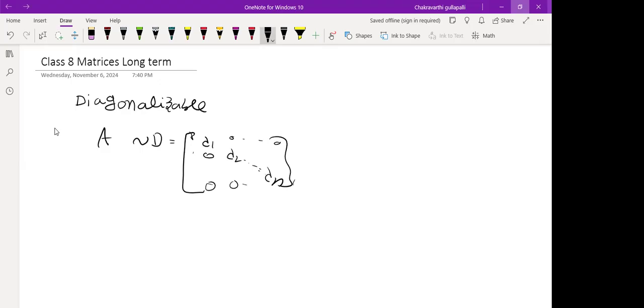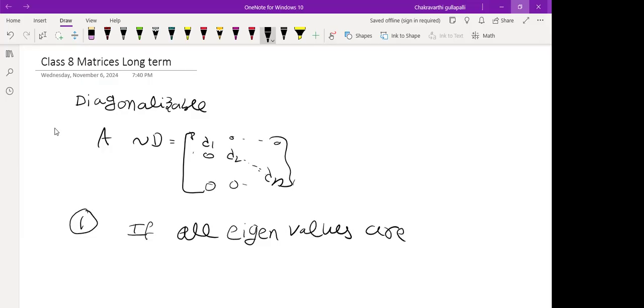So, the first condition is, we have done one question. The criterion is, if all eigenvalues are different, this is called the diagonalizability criterion. If all eigenvalues are different, there is a theorem saying that automatically the matrix is diagonalizable. If they are different, that is none of them is repeating, then matrix A is diagonalizable. And what is the diagonal form of the matrix in that case?